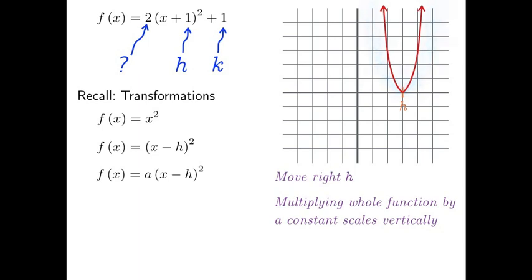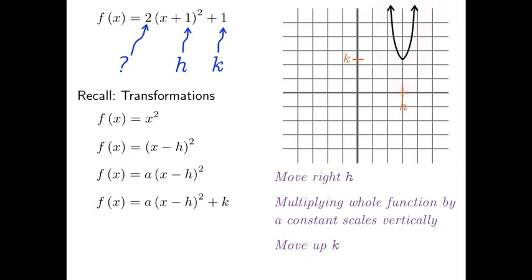Our final move here is to add k, so it doesn't really matter what k is. We'll just say k is right there, and we can move the parabola up. So that's our process when we see these quadratics in our f of x equals a(x - h)^2 + k form. So let's get back to our example.